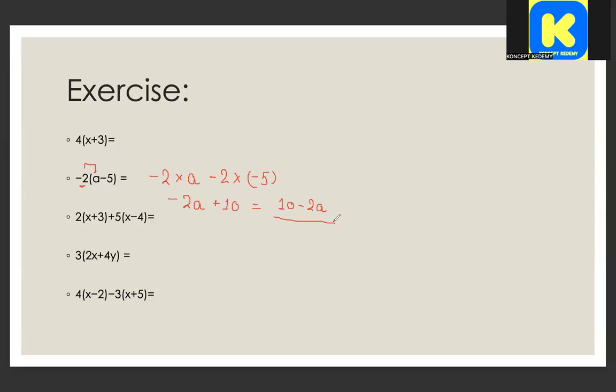Absolutely, the distributive property. Now let's go with the third question, which is 2 into x plus 3 plus 5 into x minus 4, or you can read it as x plus 3 whole multiplied by 2 plus x minus 4 whole multiplied by 5. I'm going to solve it the same way. It's looking a little big, but it is as easy as the previous one. First, we apply the distributive property here and here. Then we add both sides. Okay, so let's go for it.